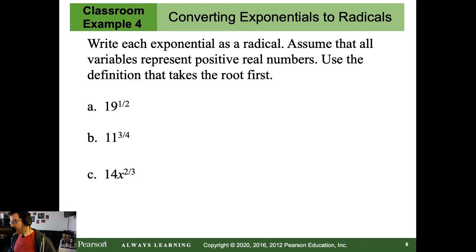Write each exponential as a radical. Oh, okay, so take your time. I feel like this one should have been before the last one. Anyway, side note. See if you can do this one. I'll take a break.